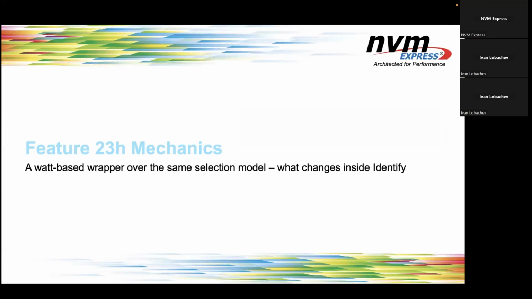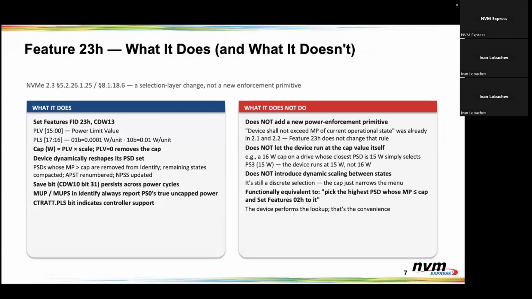Let's talk a little bit about the mechanics of this new feature. So I would potentially argue that this is one of the more important slides in the session. Feature 23 hex sets a watt level cap for the device, and then the device responds by reshaping the power state descriptor set, renumbering the APST in tandem, and then reconciling power management defaults and updating the NPSS, or the number of power states supported, atomically, before the change becomes visible in Identify.